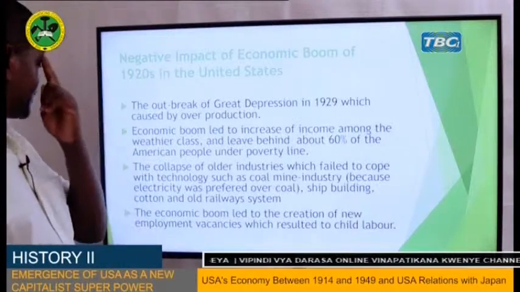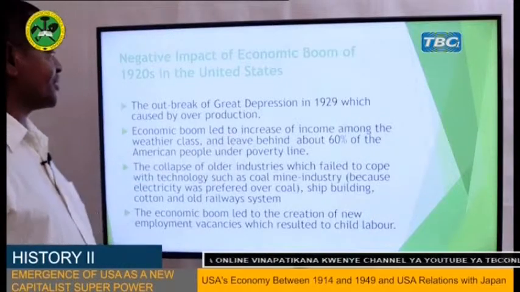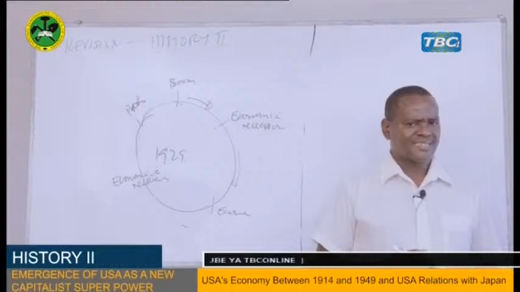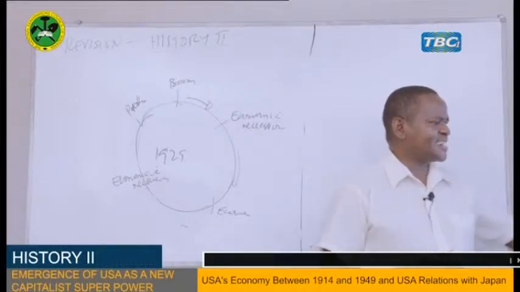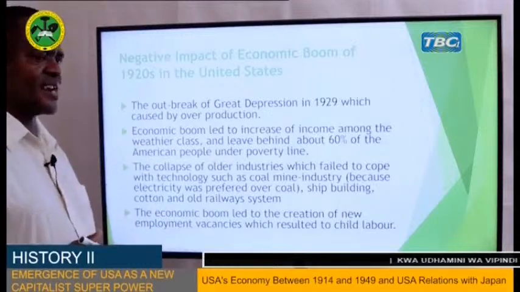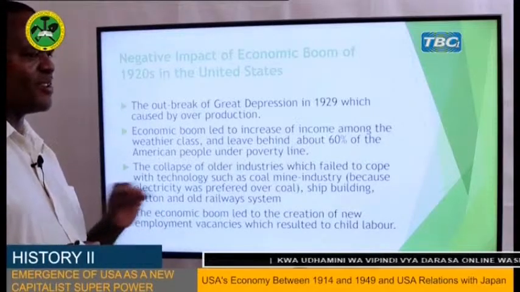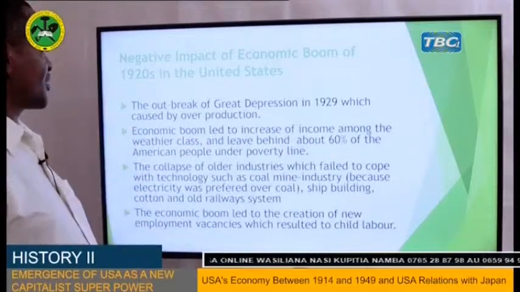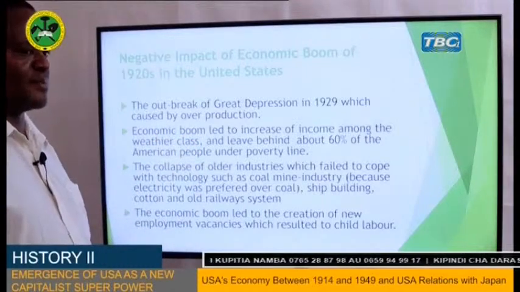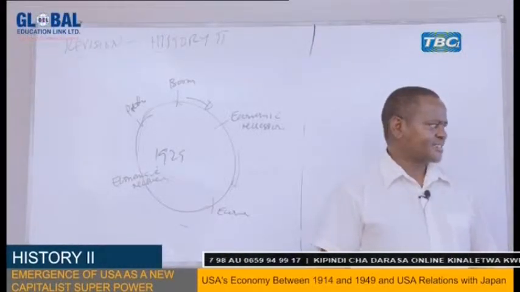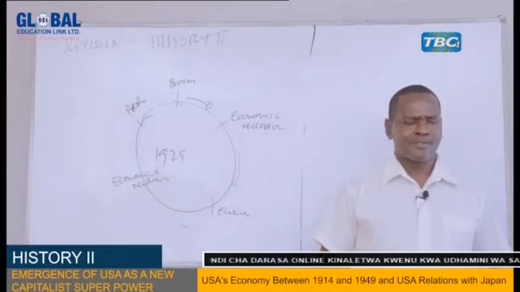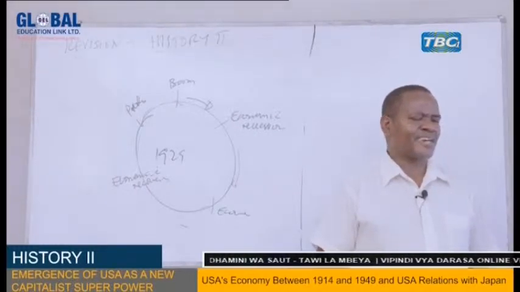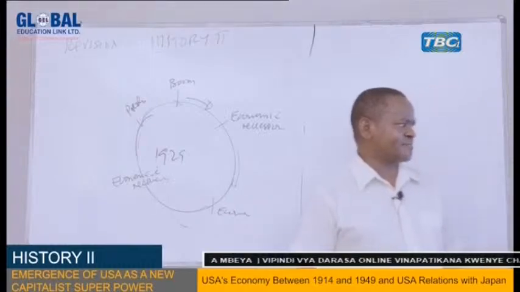The second negative impact of economic boom is that it led to an increase of income among the wealthier class. That means we are speaking of an increase of income of the American people, but the income increased among the wealthier class, and they left behind 60% of the American people living below the poverty line. So you can imagine, my dear students, that 60% of the American people did not benefit from that economic boom. Only 40% of the American people, who came from the wealthier class, benefited. So again, this is a negative impact of economic boom, because it was not associated with equal, or at least fair, distribution of income.